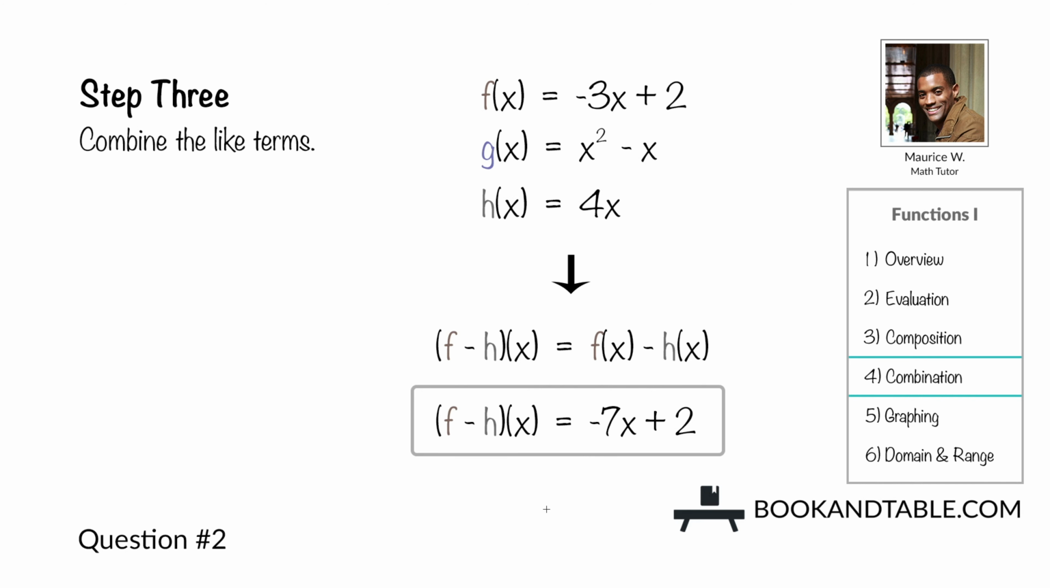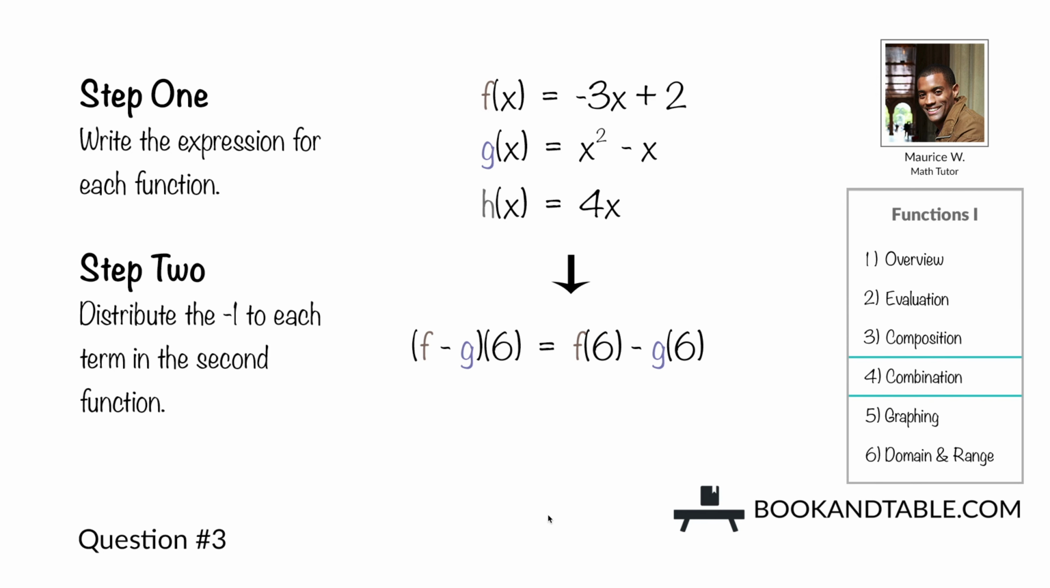So that is the answer to question number 2. Let's now have a look at question number 3. We were asked to find f minus g of 6. So that'll be equal to f of 6 minus g of 6.